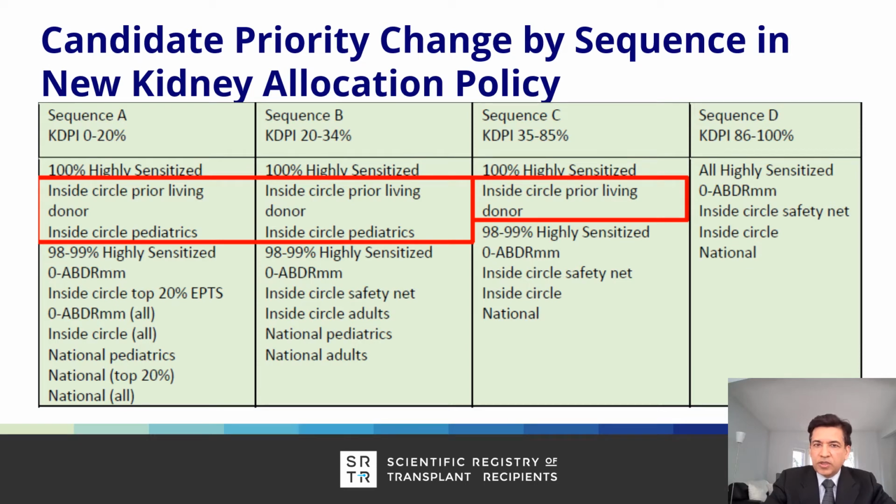Candidate priority was changed by sequence in the new kidney allocation policy. Prior living donors were moved right below 100% CPRA candidates with KDPI of less than 0.85 or 85%. Pediatrics has been moved up also, and this is for all donors with a KDPI of less than 35%.